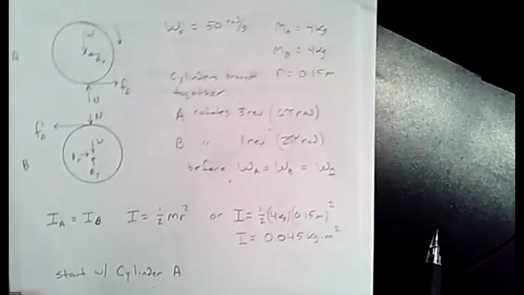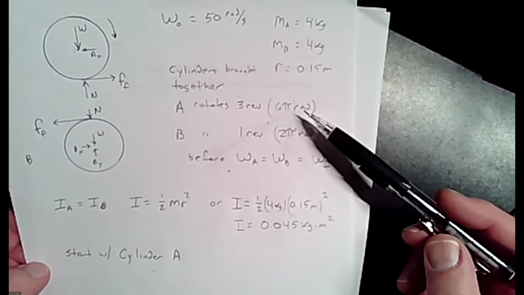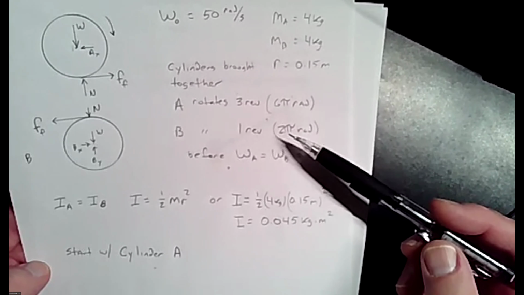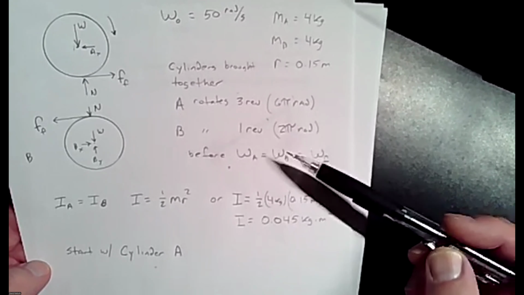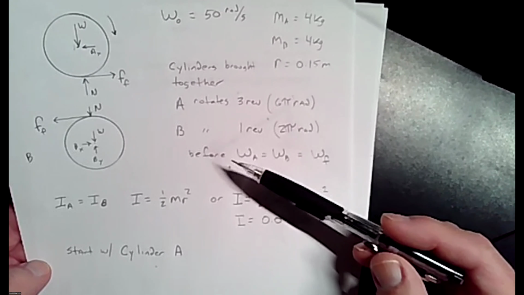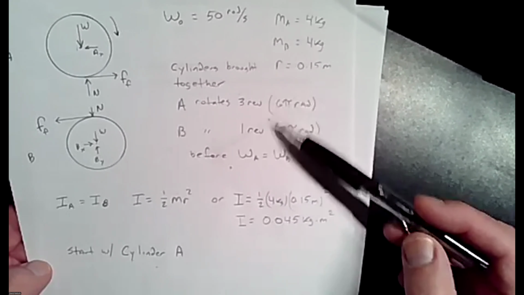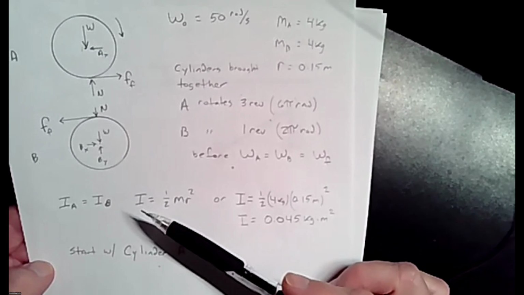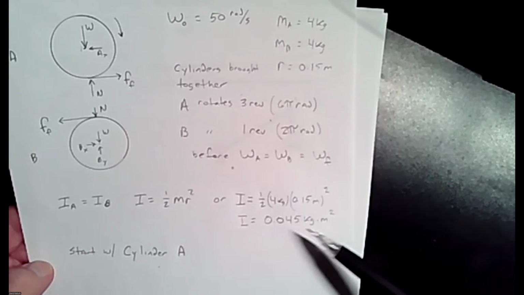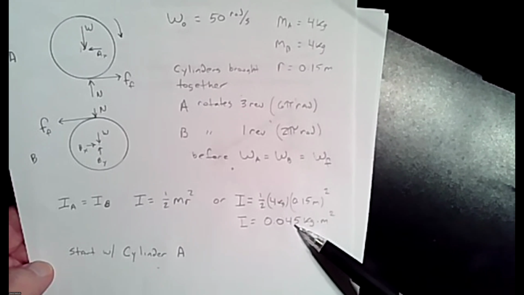So with that, what do we have? A rotates 3 revolutions, that's our 6 pi. That's our distance. B rotates 1 revolution, or 2 pi. That's our distance. And that's before we know that omega A equals omega B. So after this happens, both are moving at the same rate. All right, we know both disks are the same size. They both have the same moment of inertia, 1/2 mr squared, so that gives us 0.045.